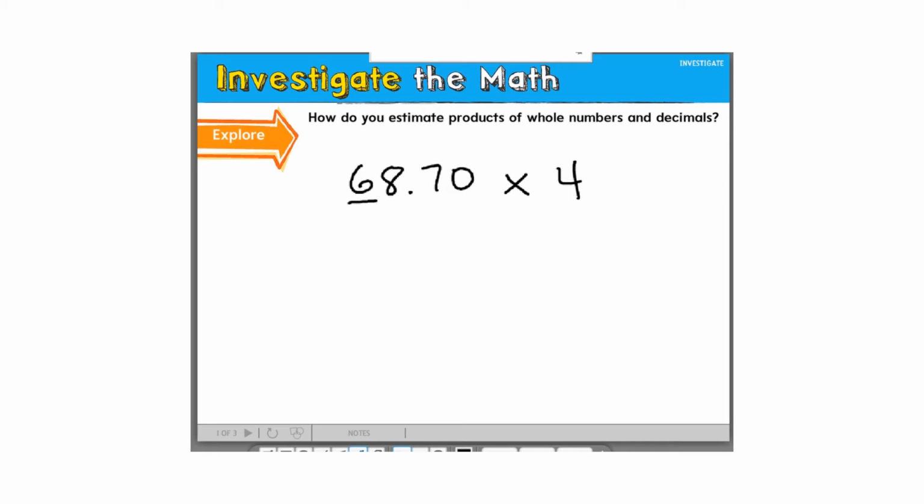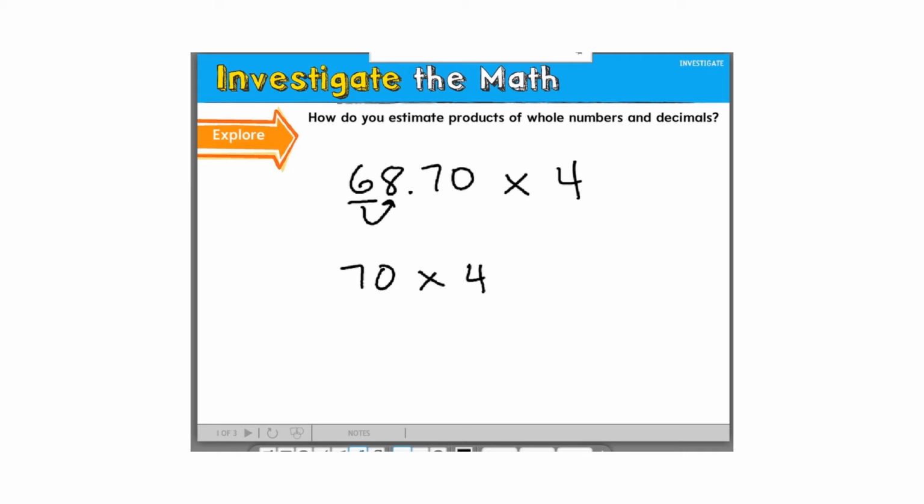So if we have 68, that is the tens place, so we're going to round to the nearest tens place. So if I look to the right, since the next number next to the 6 is an 8, then that means I'm going to bump up the 6 to a 7, and I'm going to make it 70 times 4.